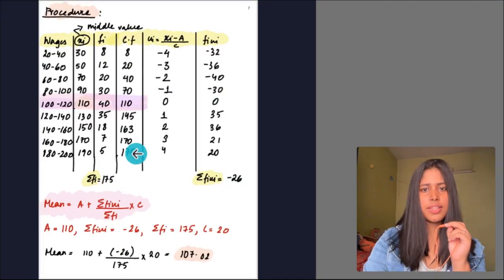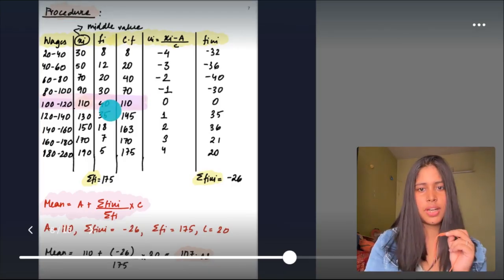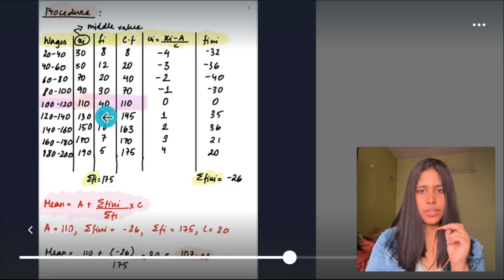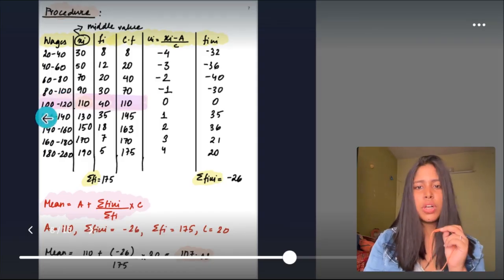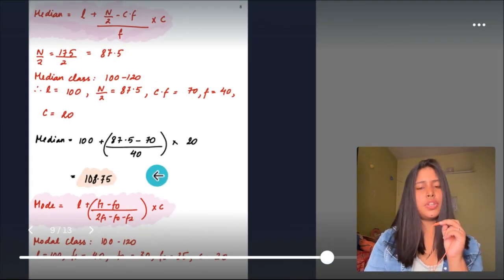And here the modal class is whichever class has the predominating frequency. See, 40 is the highest frequency we have in this table, so the modal class will be 100 to 120. All right, so I have written the modal class here as 100 to 120.